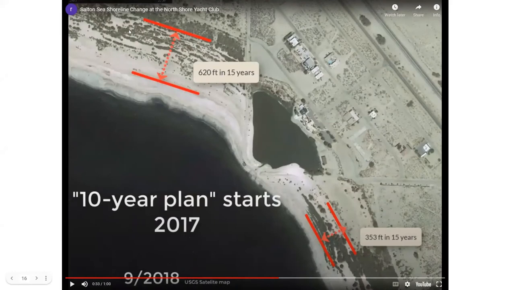So you can actually look at these strand lines. You walk along the Salton Sea shoreline and you can see strand lines. And usually that's where the water goes up to, because that's where the bushes are growing and nutrients and other things are deposited there. So there's a place for some of the small vegetation to grow. And anyway, that was 620 feet in 15 years over that quantification settlement agreement.